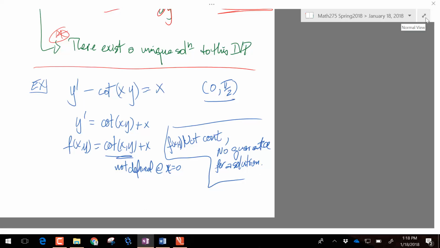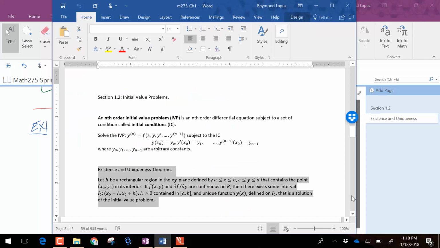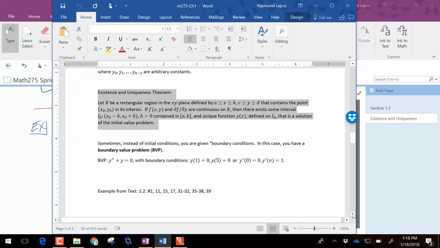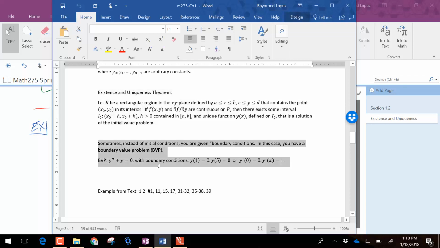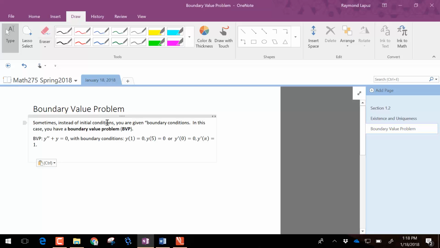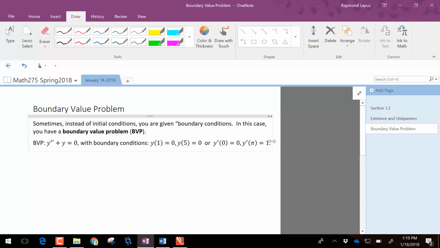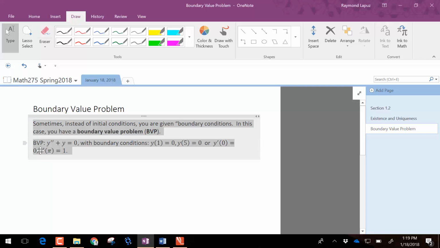All right. Before we move on to the next section, let's introduce ourselves to a possibility of running into one of these types of problems where we're not looking at something happening in the initial condition, but rather something happening on one side and on the other side of two different x values, or two different values for the independent variable. And that's called boundary conditions.